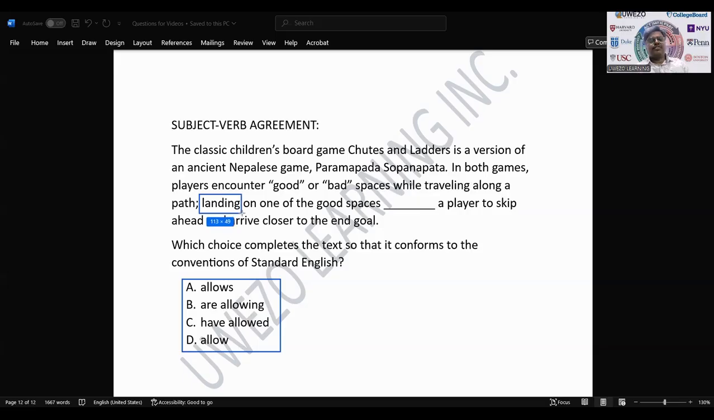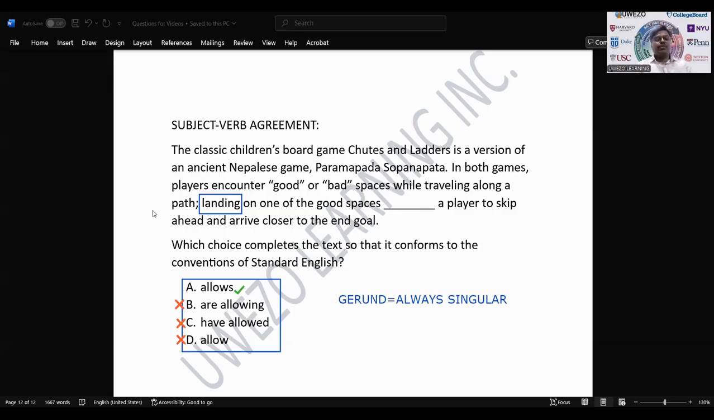Now, landing is a gerund. Okay, landing is a gerund. A gerund is when an -ing verb is used as a noun, that's called a gerund. And gerunds are always singular. So the verbs we have here are allows, are allowing, have allowed, and allow. Only option A gives you the singular verb. B, C, D, all three of these are plural. So these are wrong. Now, this is the easier way to understand the concept.